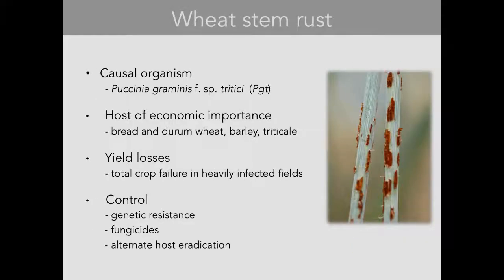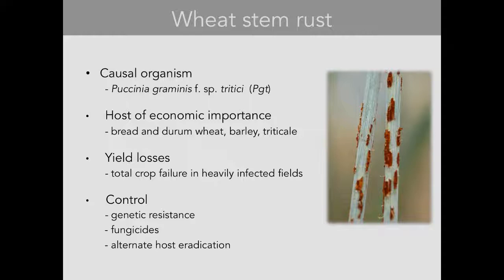So as many of you already know, wheat stem rust is caused by the fungus Puccinia graminis f. sp. tritici, and from now on it's going to be PGT. It's a pathogen not only on bread and durum wheat, but also causes disease in barley and triticale. And it's one of the most devastating diseases of wheat, which can cause complete crop failure in highly infected fields.